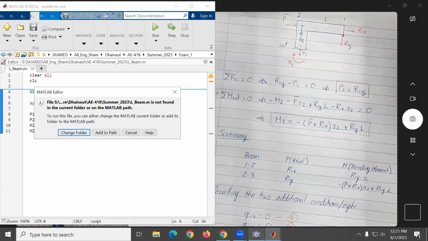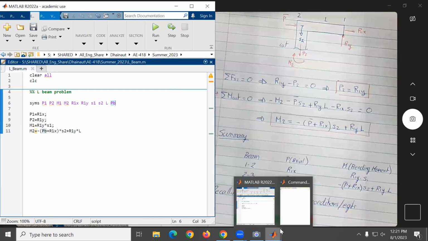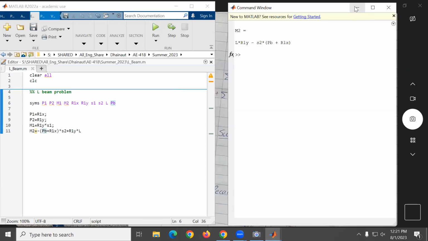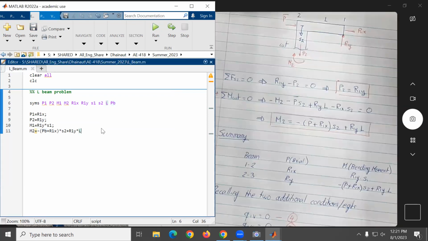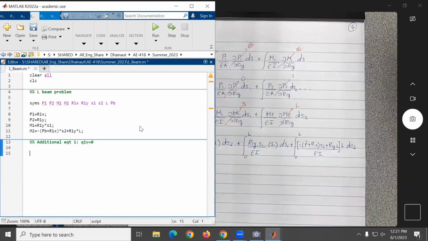Okay, so hopefully nothing wrong so far. No, it's not showing anything wrong. All right, I forgot to close this one. All right, so now we go here, let's say, additional equation 1, which is Q1 vertical equal to 0. All right, so what do we have over here? So the equation we just wrote, which is where? Right here.